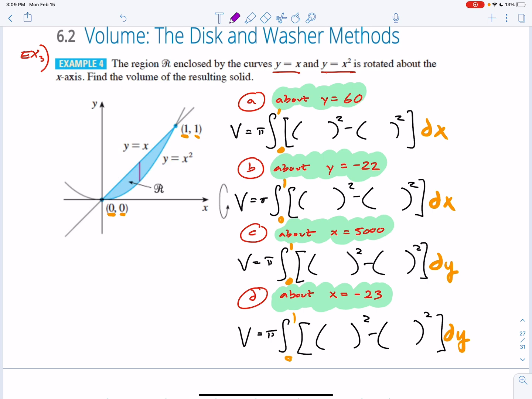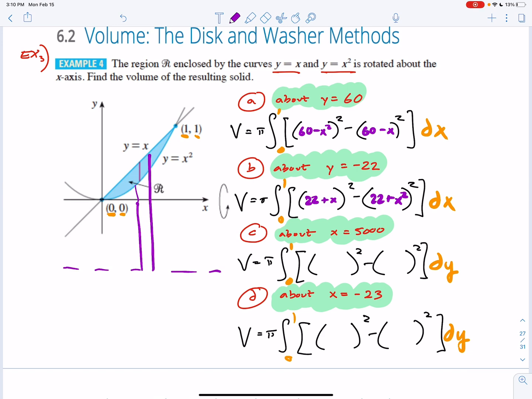If this is about y equals 60, y equals 60 is somewhere up here. That's going to be 60 minus the parabola. That'll be your outside. So 60 minus x squared. The other one will be 60 minus x. Okay? I'll erase so that I can kind of visualize it. If it's y equals negative 22, which is down here, I know that it's going to be 22 plus the functions. So outside will hit the linear, so that'll be 22 plus x. It's 22 positive because it's a distance, right? So this is going to be 22 plus x squared because it's touching the inside.